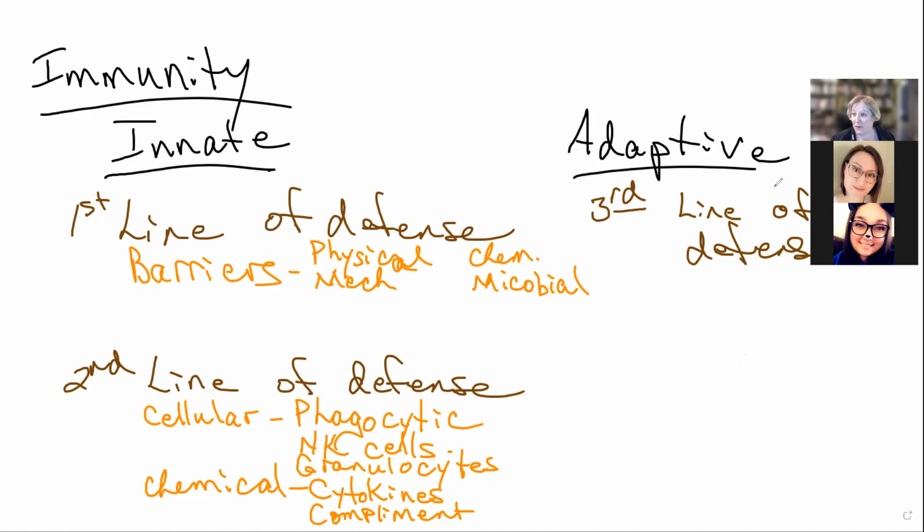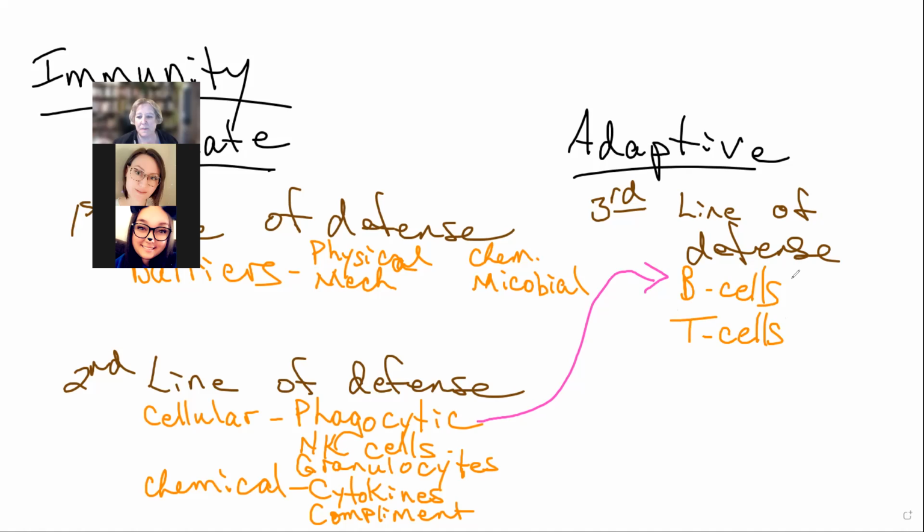Then when we get to the 3rd line of defense, these guys, especially your phagocytic cells, talk to cells that are in the 3rd line of defense. For the 3rd line of defense, as the part of the adaptive immune system, we have B cells and we have T cells. And these guys, plus the natural killer cells, are known as lymphocytes, or cells of the lymphatic system.